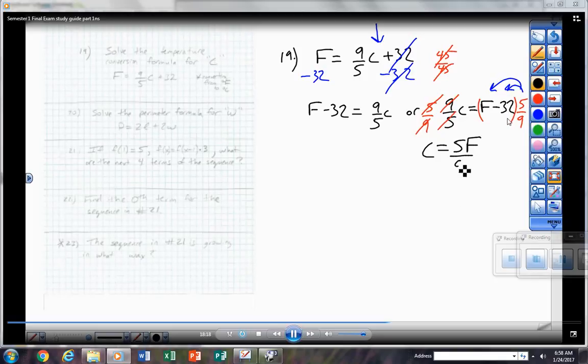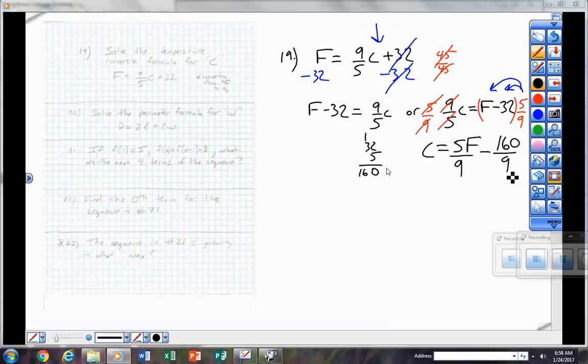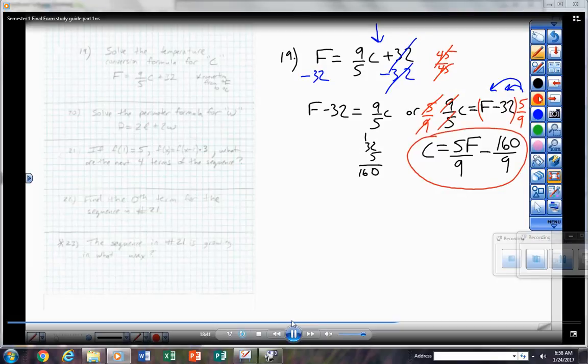So again, when I distribute, I get 5/9 F minus, and then 32 times 5. 5 times 2 is 10, carry the 1, 15. Plus 1, I believe I get 16. So 160 over 9. So again, that answer solved for C is 5/9 times F minus 160 over 9. So if you wanted to convert from Fahrenheit to Celsius, you'd plug in the degrees Fahrenheit right here, multiply times 5/9, and then minus 160 over 9, and you would get the degrees Celsius.